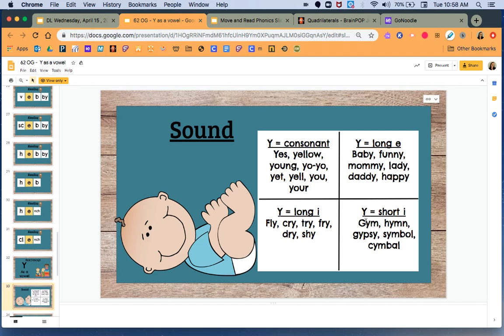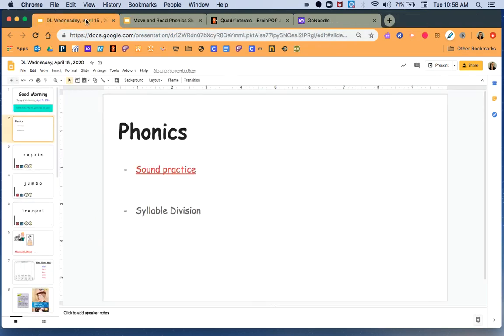And that's because when you have it next to a G, it's going to make the G say the J sound, and it also can be in the middle sometimes. So this is Jim and him and gypsy and cymbal. This is the instrument symbol, and this is like something that you show. So Y says lots of different sounds. You've got to really train your brain to know what to say.